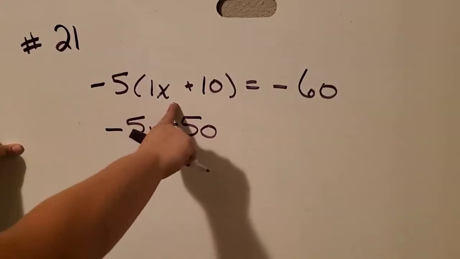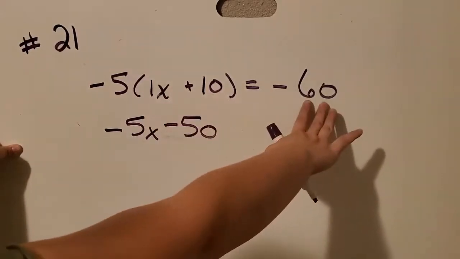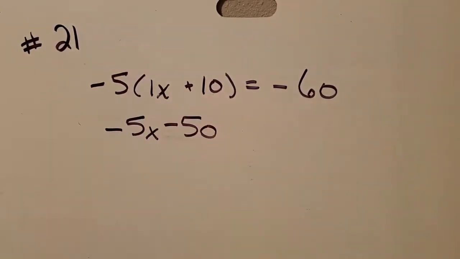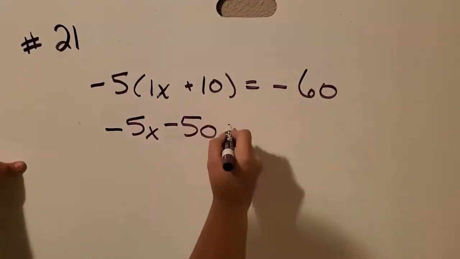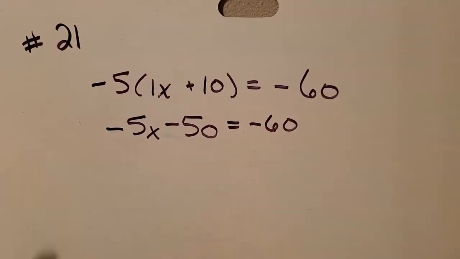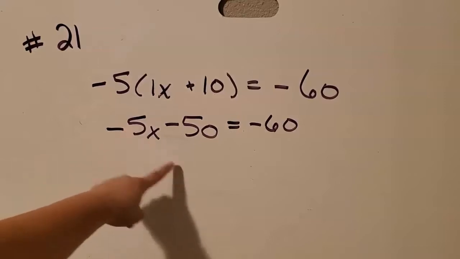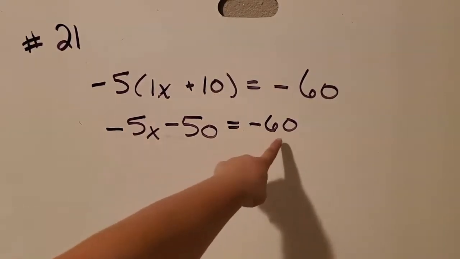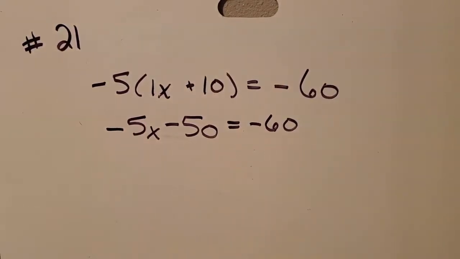And because we distributed, we don't have to do anything to this side. It's only if we add or subtract or multiply or divide by new terms that it has to happen to both sides. So this still equals negative 60. All right, step 2 is get rid of fractions, but we don't have any fractions. Step 3 is to group like terms on each side. Well, we have an x and a number on this side and a number on this side, so there's nothing that we need to regroup.